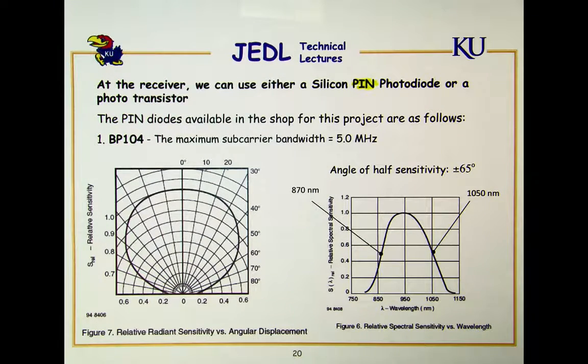We have 2 PIN photodiodes. I've also indicated here that a phototransistor could be used as well, but let's keep it straightforward and not be experimenting with phototransistors, so we'll use the PIN diode, this one and the one on the next page. Okay, so first of all, there's the BP104, and as I said, it has a maximum bandwidth of 5 megahertz, which is well above anything that you'd be expected to use in here.